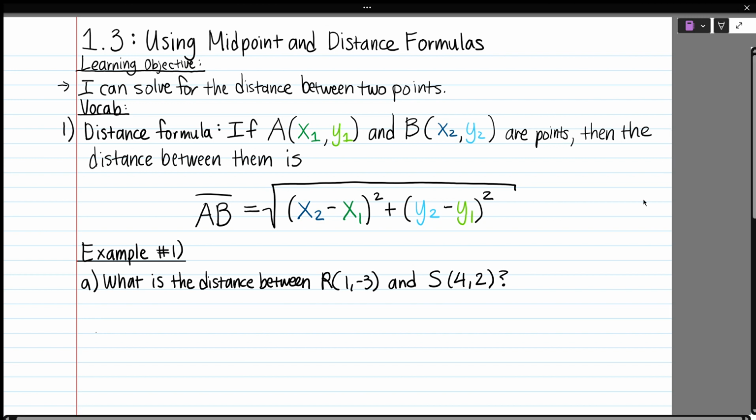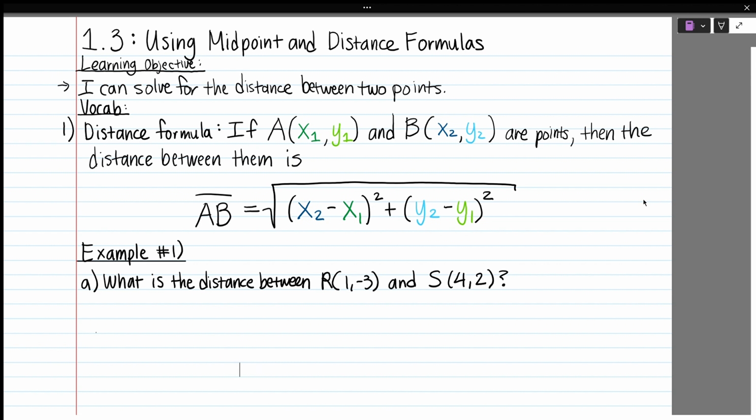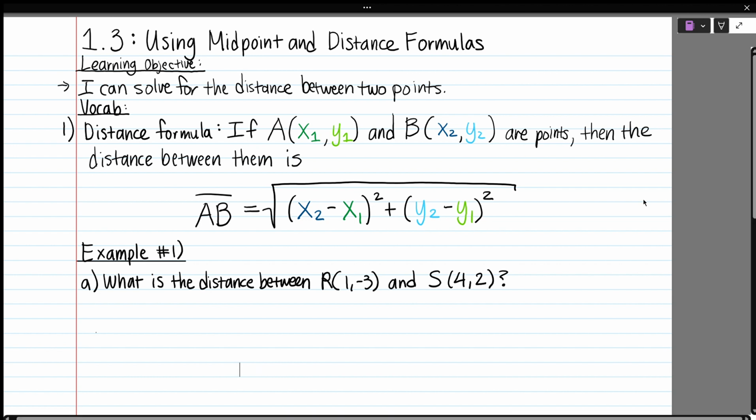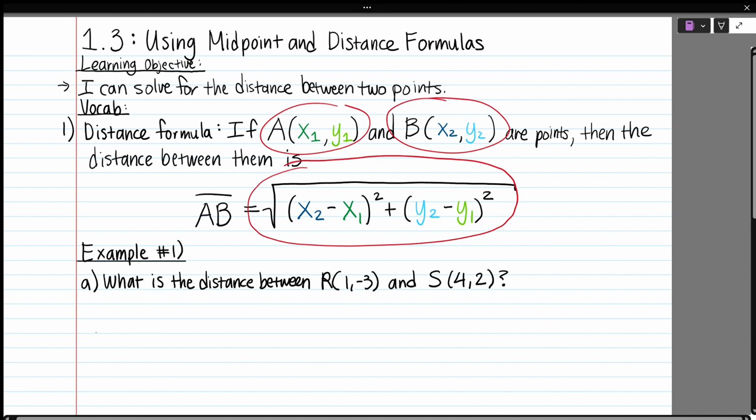Hey everyone, this is a review video on section 1.3 on the midpoint formula and distance formula. So let's go over the distance formula first. The vocab says that if we have 2 points, A and B, where A is x1, y1 and B is x2, y2, then the distance between those 2 points is going to be this.